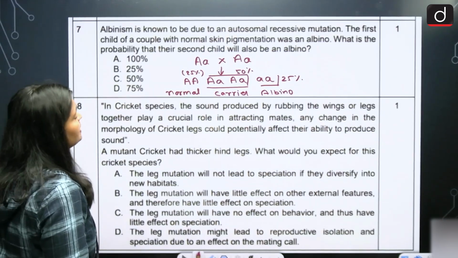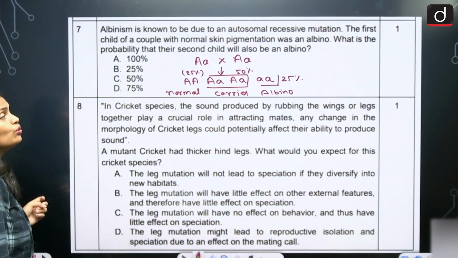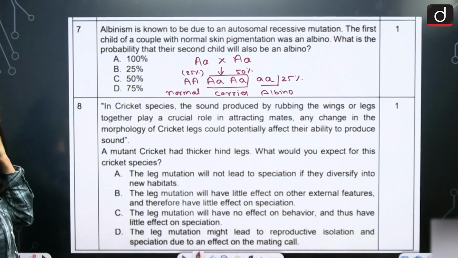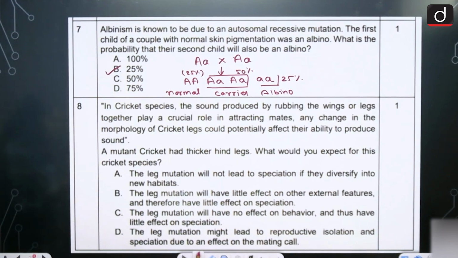right? So question क्या है? What is the probability of their second child will also be albino? So the answer is your B, 25%. Okay, understood?